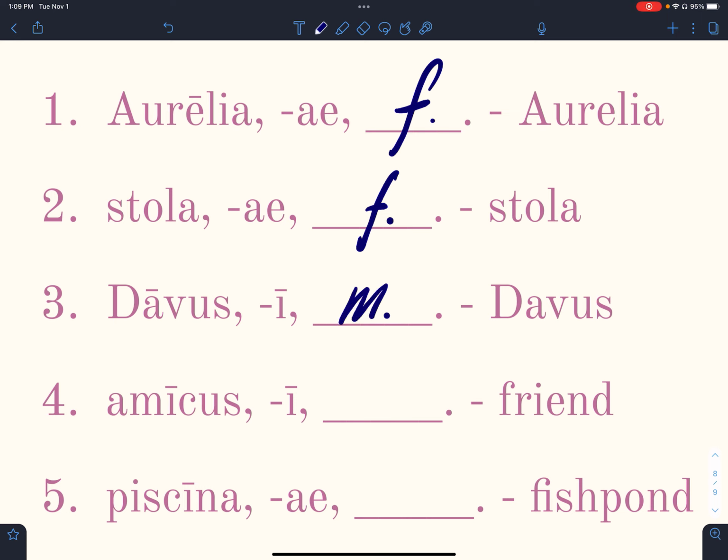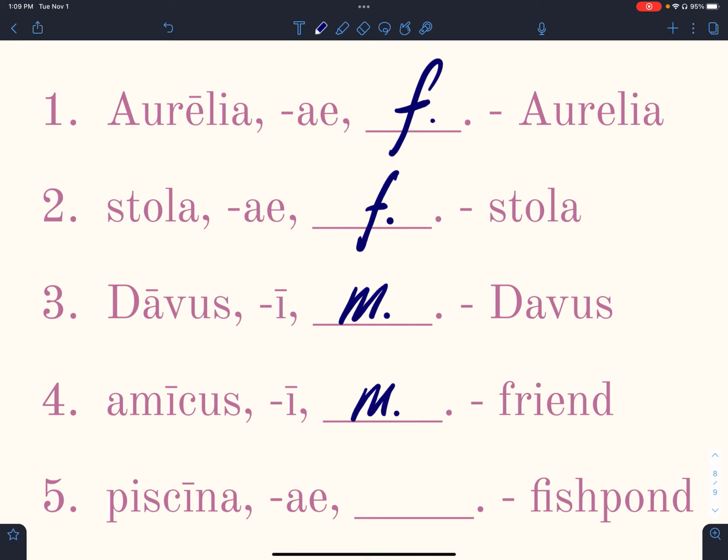Okay. Number 4, amicus, amici. What gender would we assign that one? Dora, what do you think? Follow the pattern, just like Davus, Davi. This is amicus, amici. So what gender would this be? M. Masculine. Good.